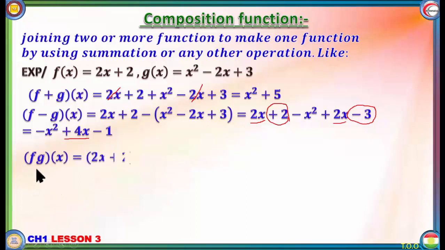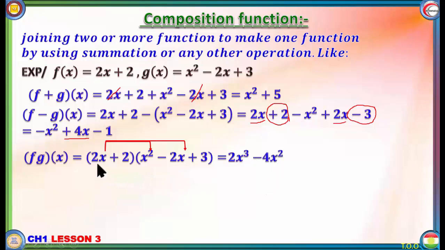To find (f times g)(x), first of all write 2x plus 2 and then open another bracket and write g(x) inside, x squared minus 2x plus 3. 2x times x squared is 2x cubed. 2x times minus 2x is minus 4x squared. 2x times 3 is plus 6x, and then 2 times x squared is 2x squared. 2 times minus 2x is minus 4x. 2 times 3 is plus 6.